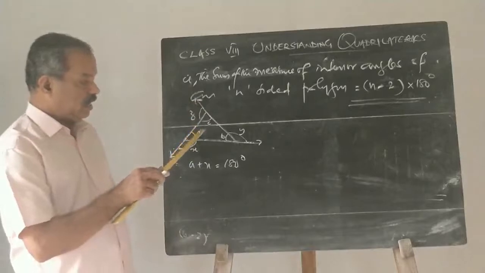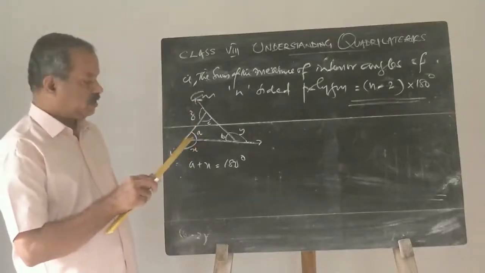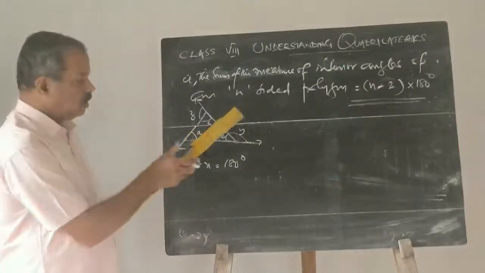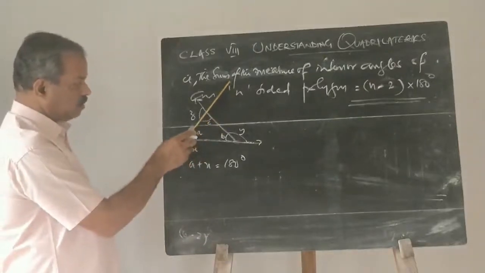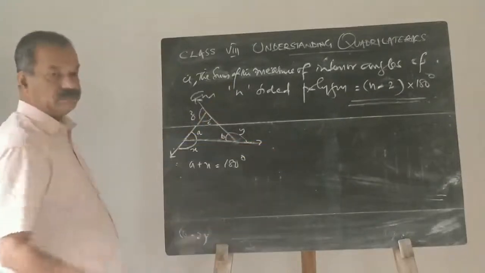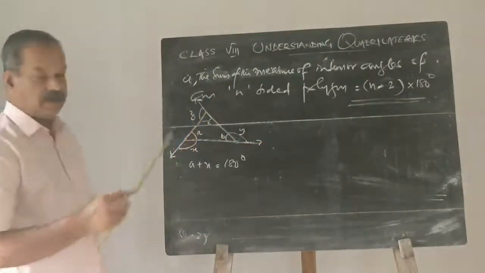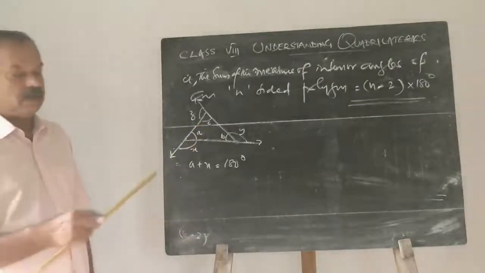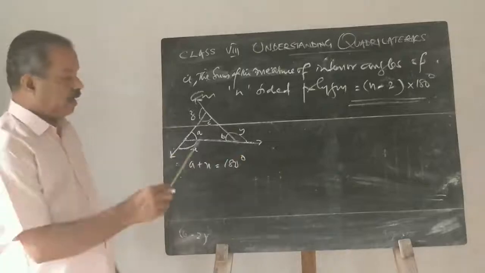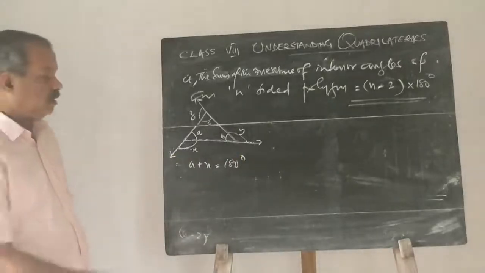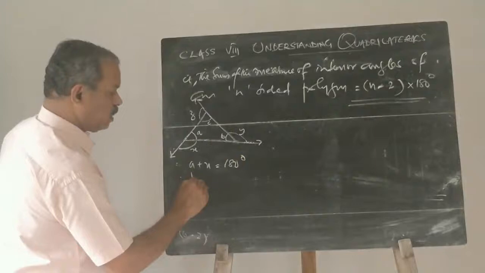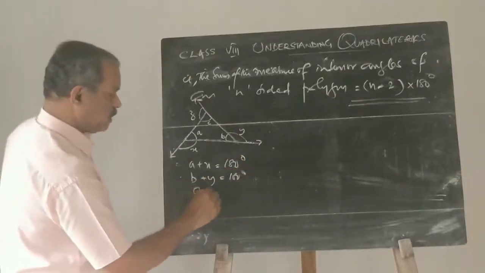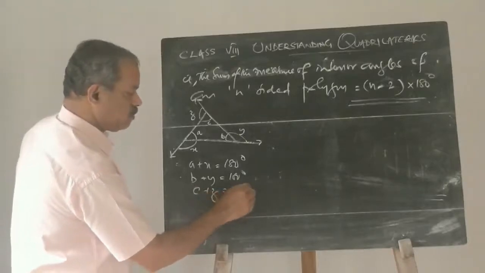This interior angle and exterior angle at this vertex form a linear pair, because this is a line and this is also a line. The sum of the measures of the angles that form a linear pair is 180. So A plus X equals 180. Then B plus Y is also 180, and C plus Z is also 180.